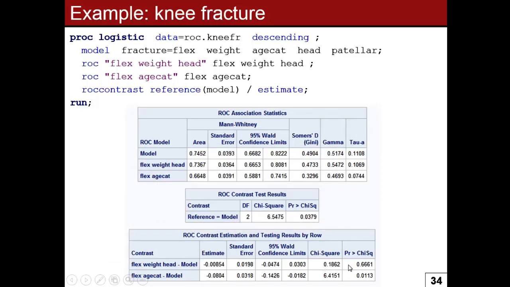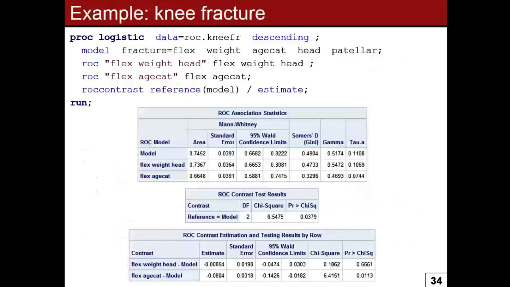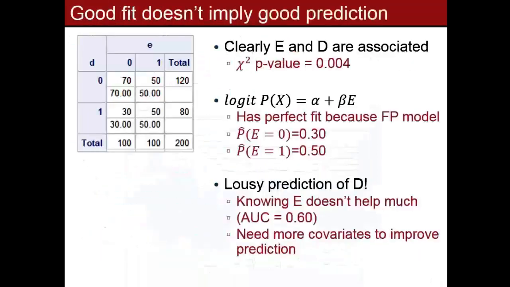Okay, so now we have a way to do likelihood ratio test-like stuff for our prediction approach of thinking about logistic regression. So this kind of completes, in some sense, all the things we might want to know in doing our ROC type analysis. To bring it back together, goodness of fit was really about one model more or less fitting the average situation in the data, and the ROC is really about whether it can predict people well. And you can use it to compare models using this ROC contrast test here. It's a chi-square test comparing the two models.